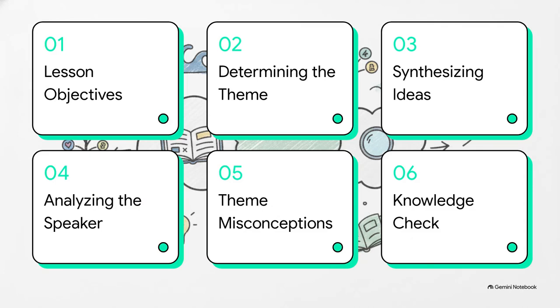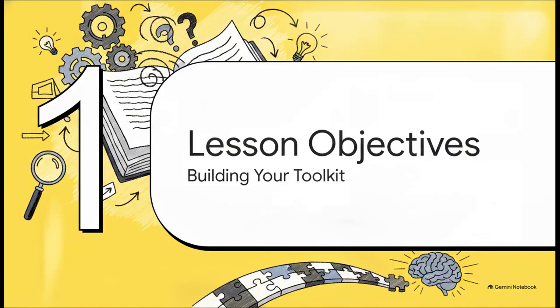Okay, let's dive into this roadmap. First up, lesson objectives. Then, determining the theme, followed by synthesizing multiple sources. After that, we'll look at analyzing the speaker, clear up some common theme misconceptions, and finally, wrap things up with a quick knowledge check. Lesson objectives: building your toolkit.